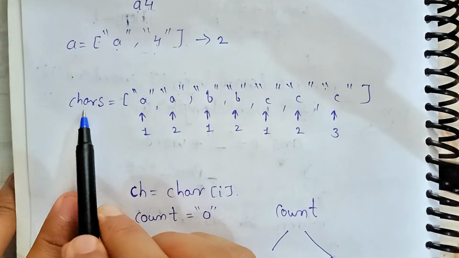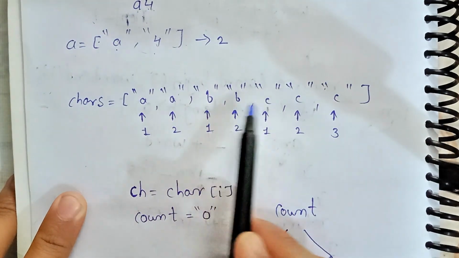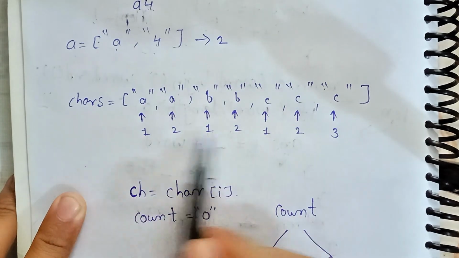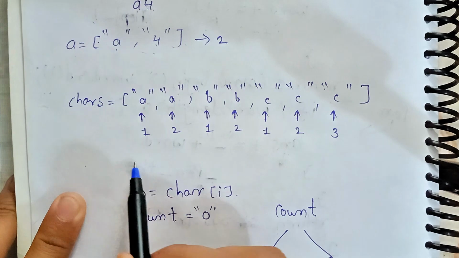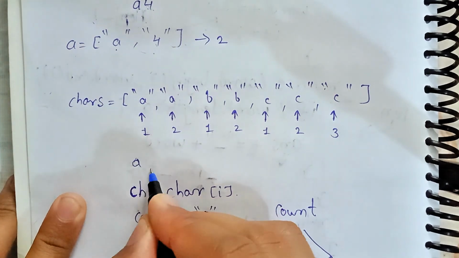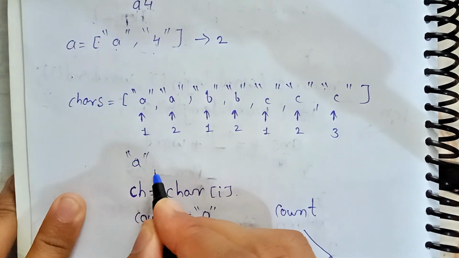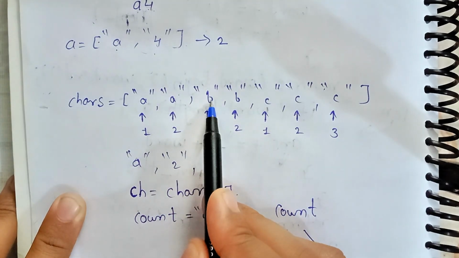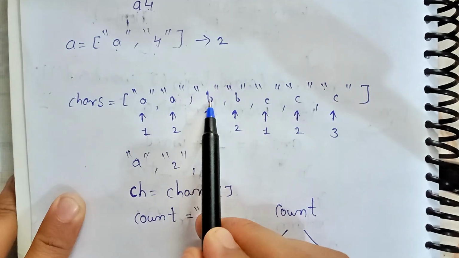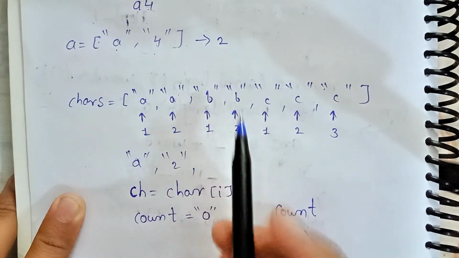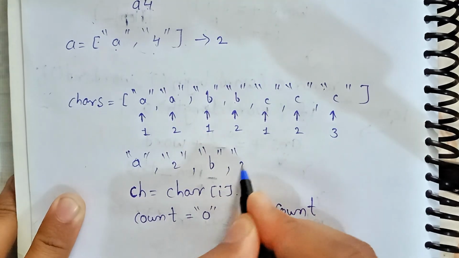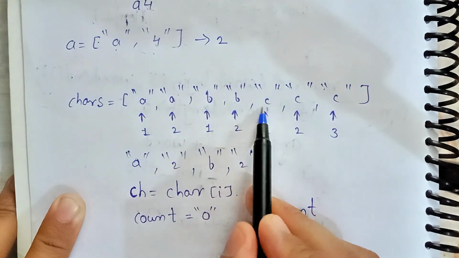So here is the example: A, B, B, C, C, C. In this way we will count: 1, 2. Then we will write A, then 2. After that we will move forward to B. Then we will count how many times it comes over here. We will write B. After that we will write 2. After that we will move forward.